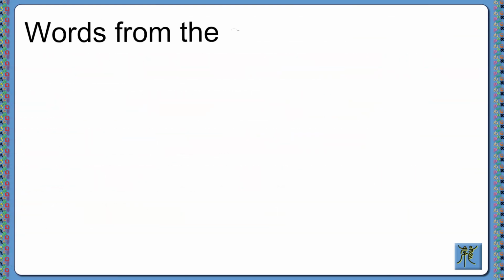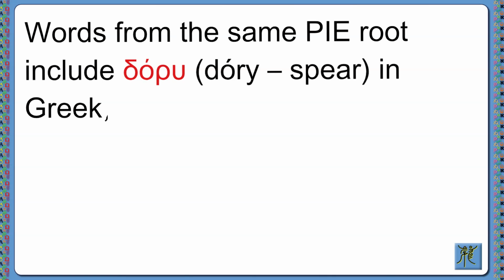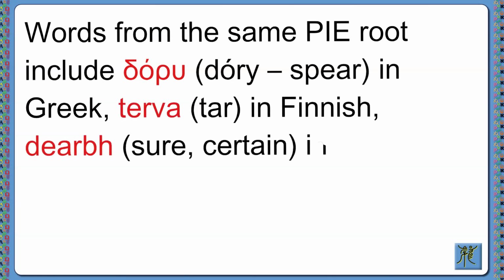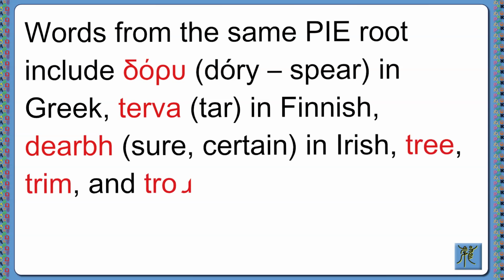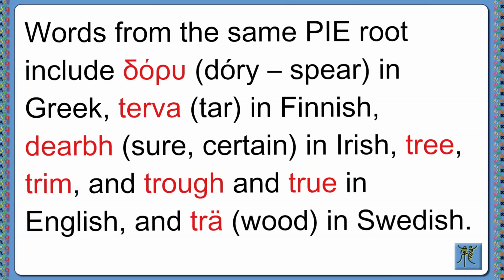Words from the same Proto-Indo-European root include dory, meaning spear in Greek, terva, meaning tar in Finnish, dearbh, meaning sure or certain in Irish, tree, trim, trough, and true in English, and trä, meaning wood in Swedish.